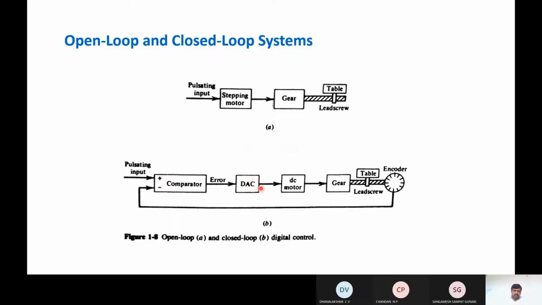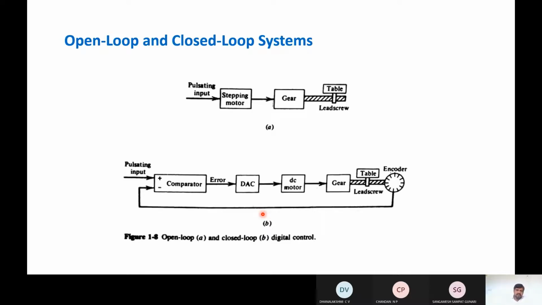Then there is a digital to analog converter, because the comparator output may be in terms of numbers. It will be converted into an analog signal, a digital to analog conversion. Then the DC motor will receive an electric signal, that is, an analog signal. Next again the gear and lead screw. The position of the table will be identified using a sensor called an encoder. It is a position sensor, and you will get position feedback.